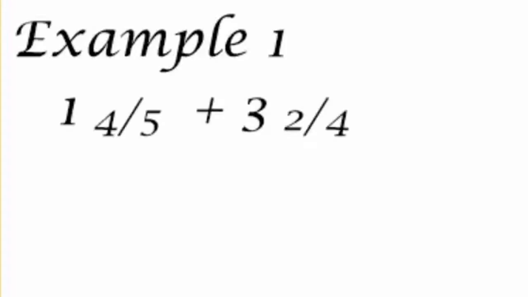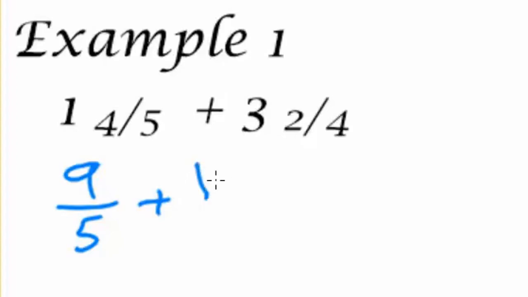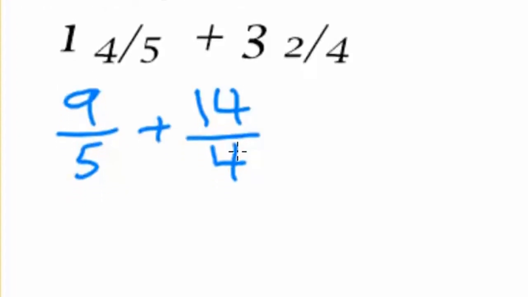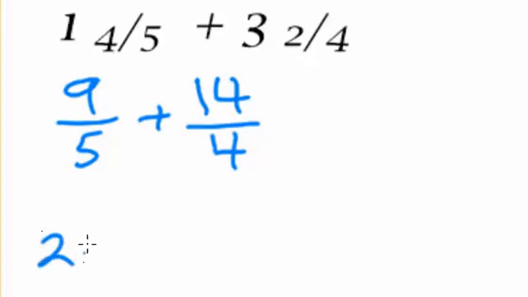But let's take a look at another clear-cut example. Let's take a look at how I actually would add 1 and 4/5 and 3 and 2/4. Different denominators, different fractions, different whole numbers across the board that I would need to convert. Convert this to an improper fraction. 5 times 1 plus 4, 9/5. 4 times 3 plus 2, 14/4. Now, like I had before, I have two different denominators. Well, the least common multiple of 5 and 4 is 20, so that'll be my new denominator for each fraction.